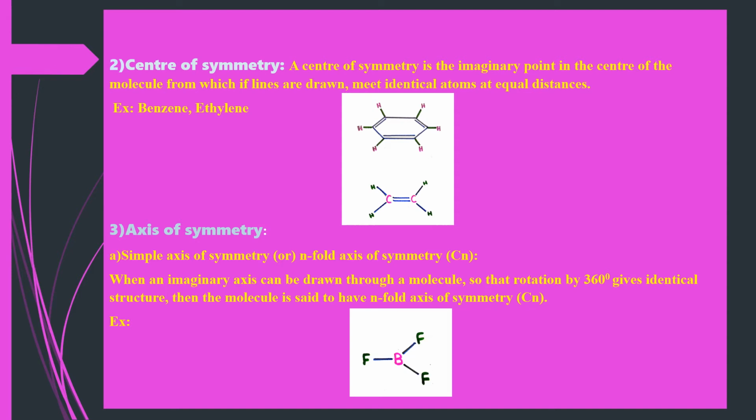If it appears to be identical 2 times, we say it has C2 axis of symmetry. If it appears to be identical 3 times, we say C3 axis of symmetry. If the molecule appears to be identical 6 times, we say it has C6 axis of symmetry. Okay, students? Now taking an example here, boron trifluoride, BF3. It has C3 axis of symmetry.